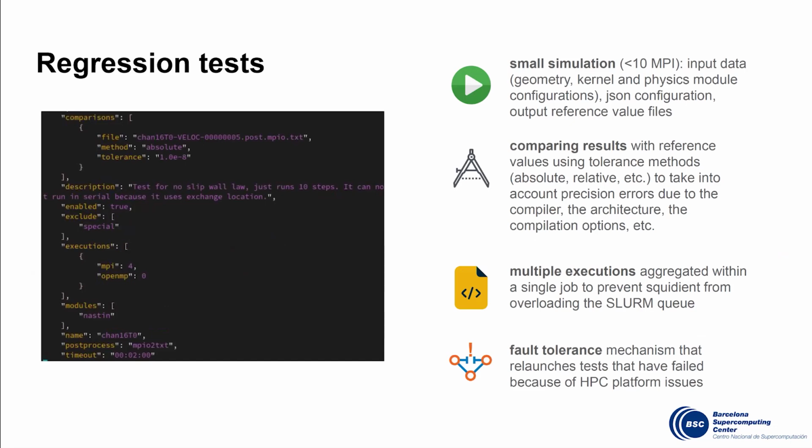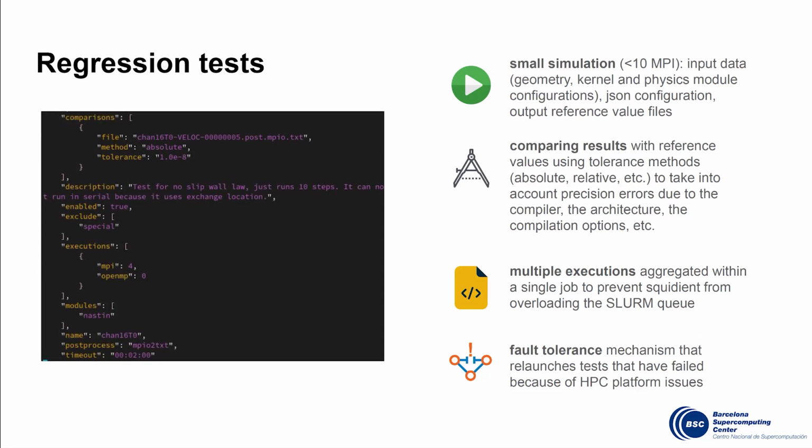So the regression tests are basically small simulations that are composed of input data, geometry, kernel, and physics module configuration, JSON configurations that explain how we run the simulation, and output reference value files. So the idea is to compare the results with reference values using tolerance methods to take into account the precision error due to the compiler, the architecture, and the compilation options.